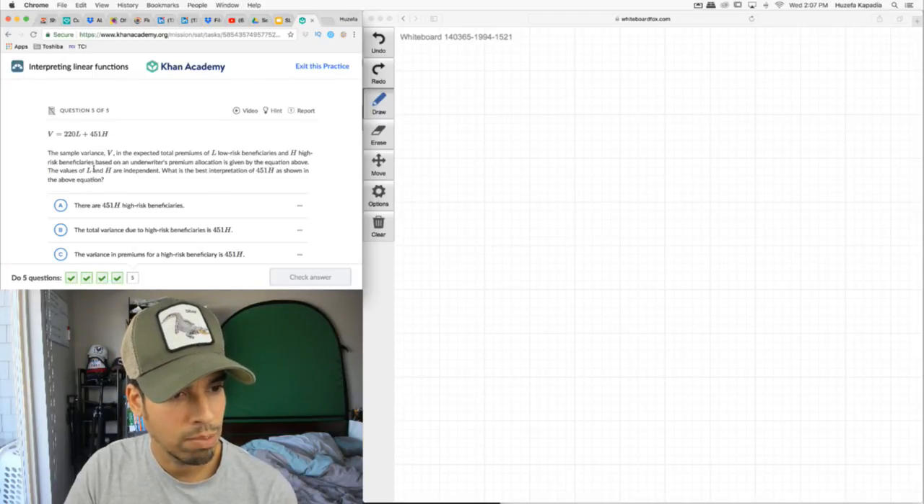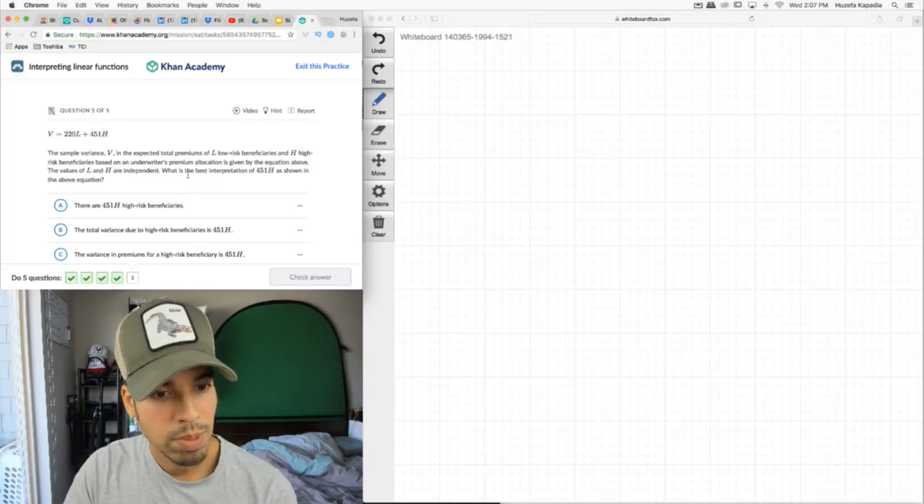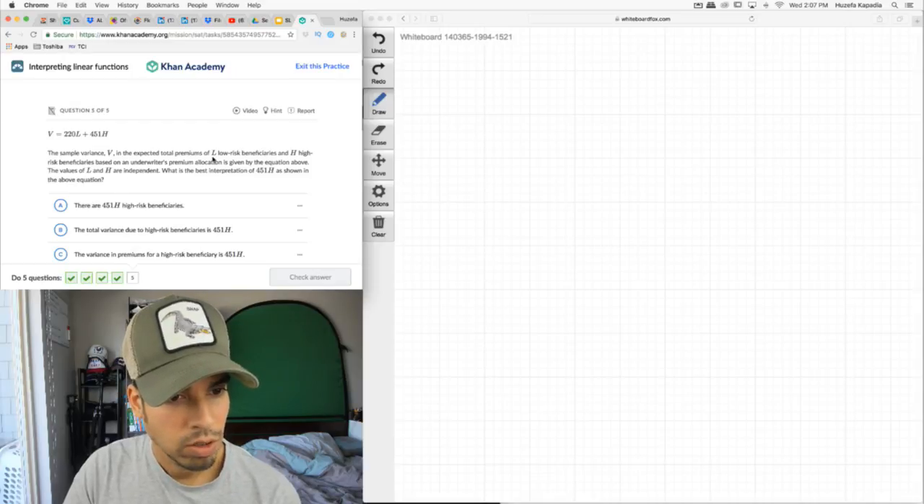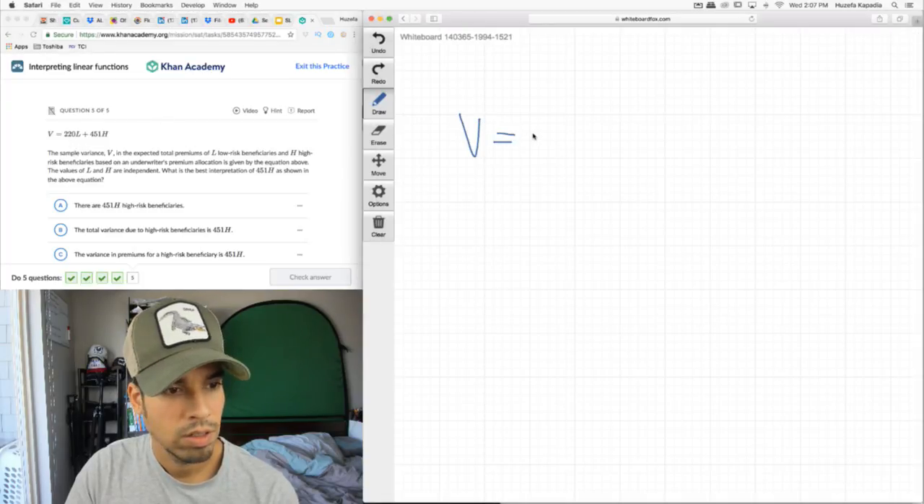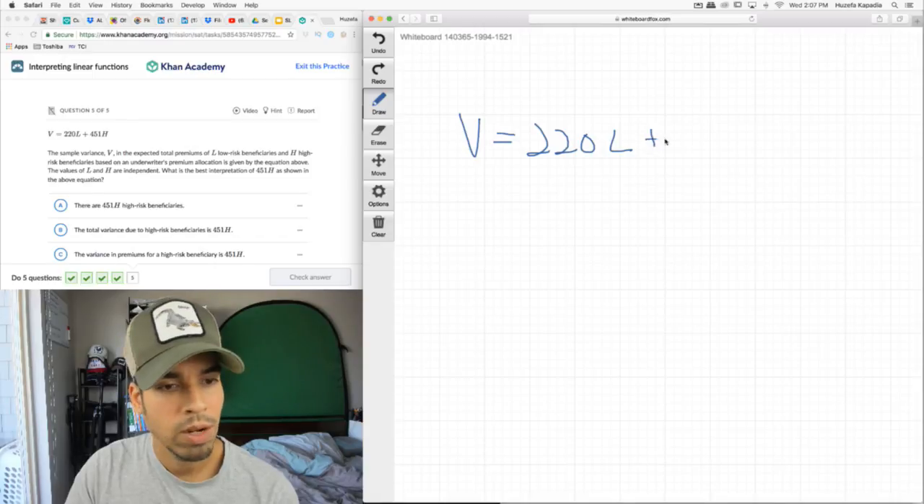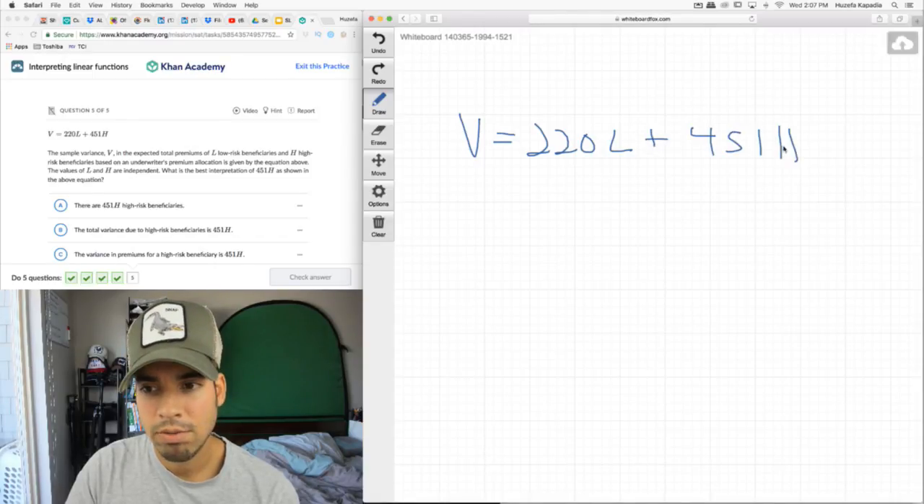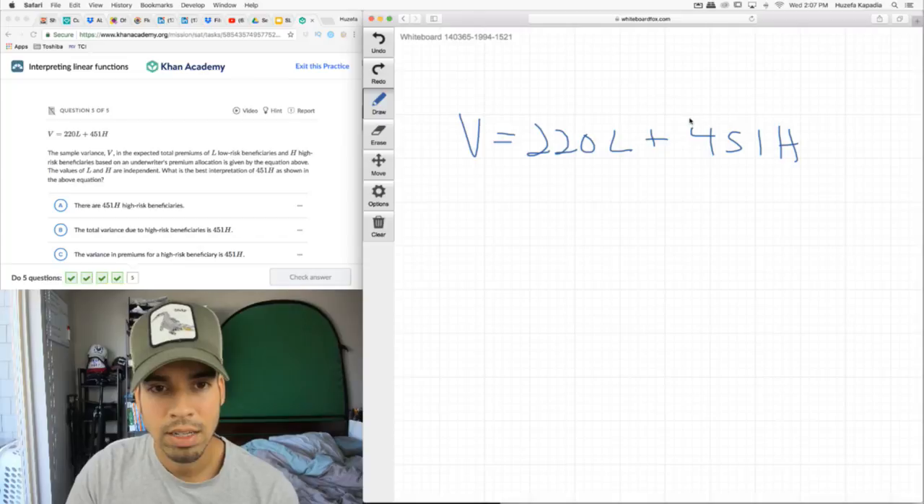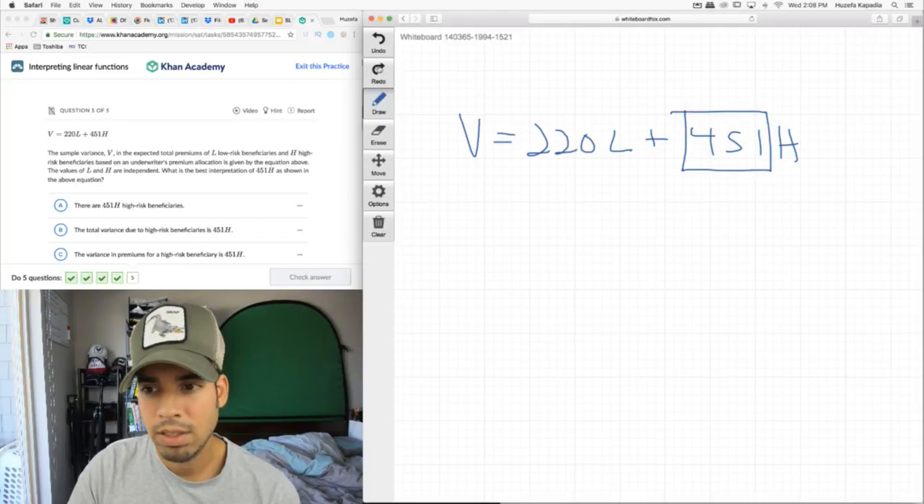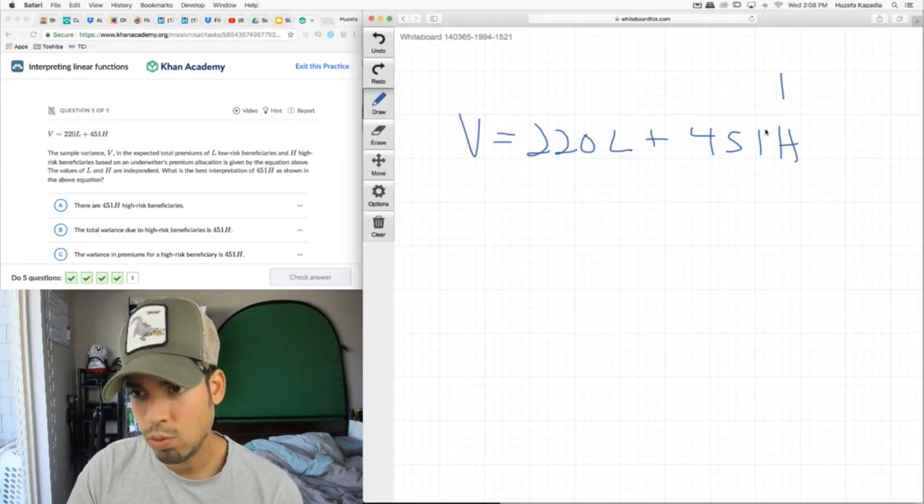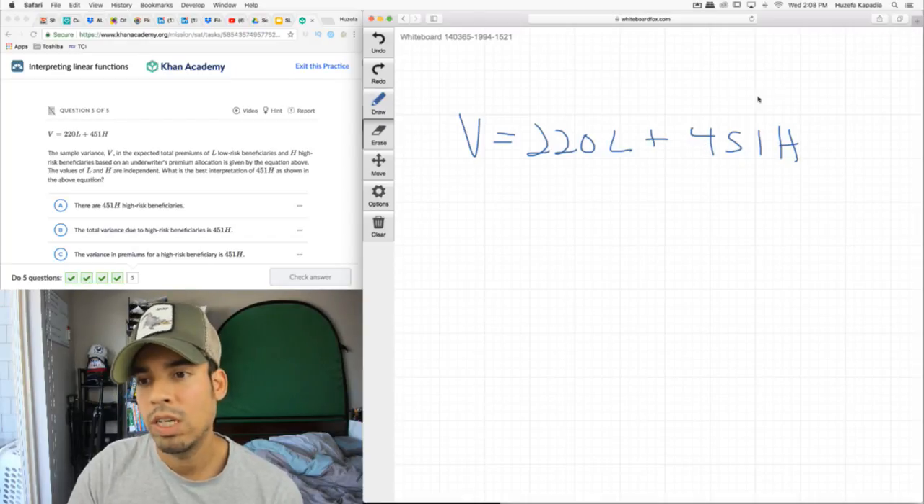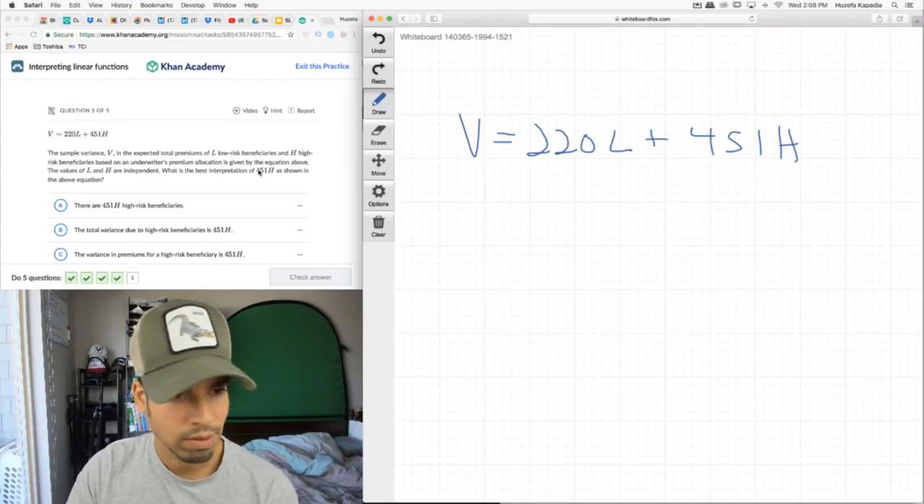Okay, next. The sample variance V in the expected total premiums of whatever is given by this equation. The values of L and H are independent, meaning they don't impact each other. What's the best interpretation of 451H? Actually, I should have read this more carefully. Total premiums of, okay, so this is high risk beneficiaries, and this is the sample variance. So what I'm feeling like is for every high risk individual that's added on, we're adding on a variance of 451, right? If this is 1, we get 451. If it's 2, we get 902. So each incremental person that's high risk, we're adding 451.